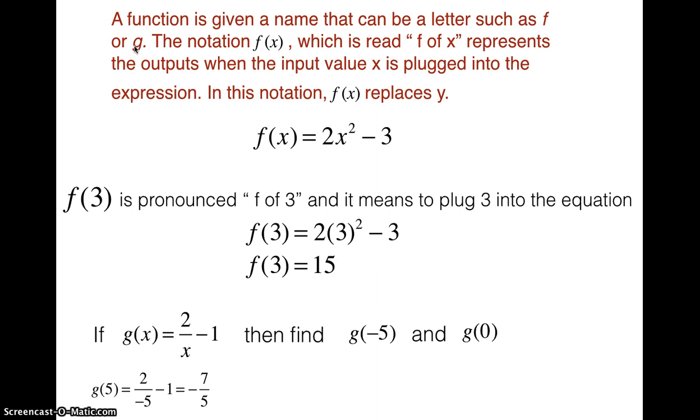And then if we want to find g of 0, we have 2 divided by 0 minus 1. We run into a problem here because we are not allowed to divide by 0. Whenever you divide by 0, your function is undefined.